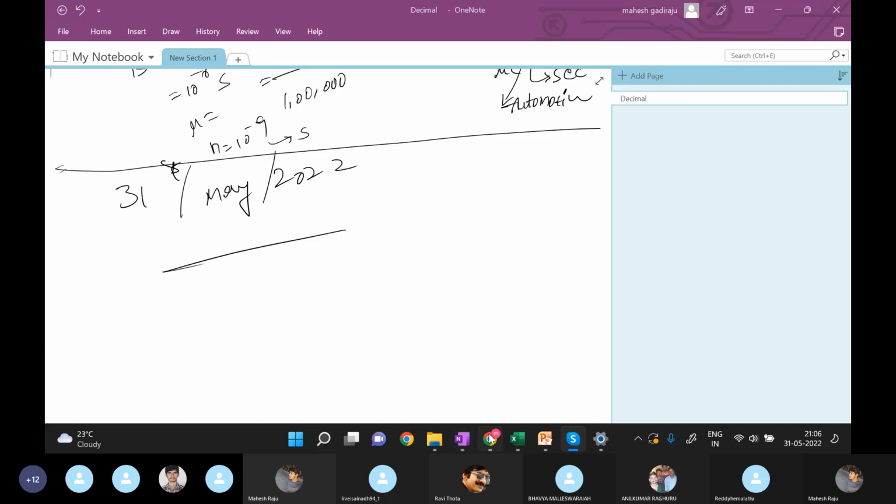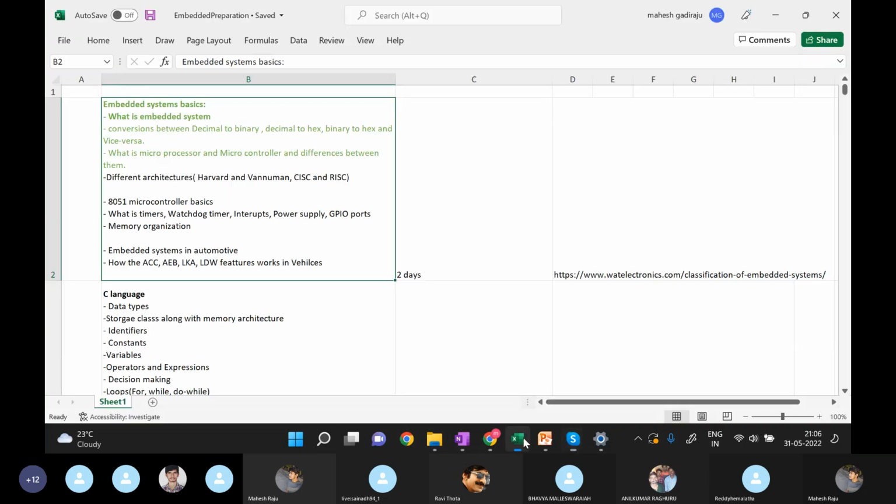Yeah, I think we'll start today. So we have seen what embedded systems are and the different types of number systems, and how we can convert them from decimal to binary, decimal to hex, and binary to hex, and vice versa. And what microprocessors are, and what the use of microcontrollers is with the real-time examples we have seen, and we also tried to understand the difference between both of them.